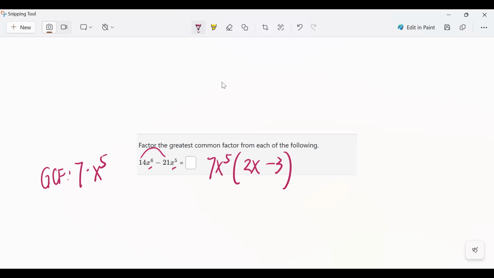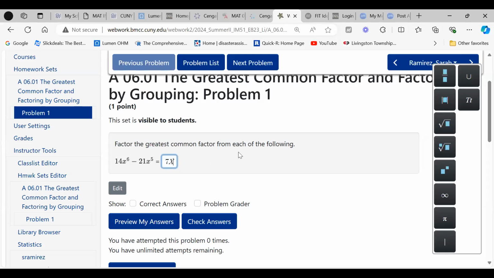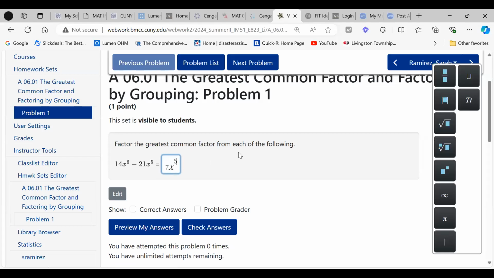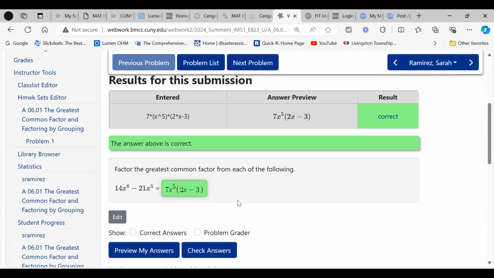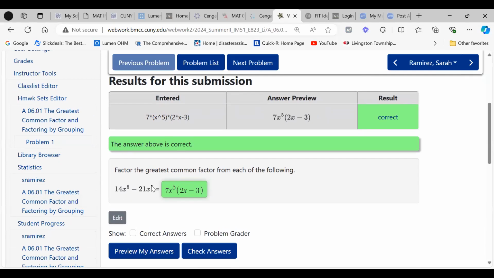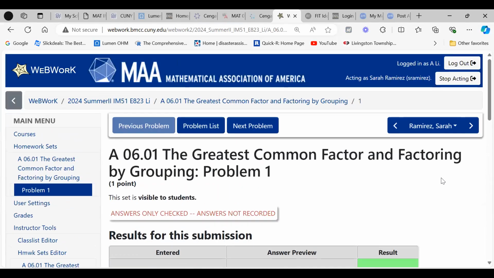Any question about this? It will be 7x to the 5th, and that will be 2x. Wait, how do you get the exponent to the 5th? Because for x to the 6th and x to the 5th, we're taking the lower power, the lower exponent. Right? Always use the smaller powers.